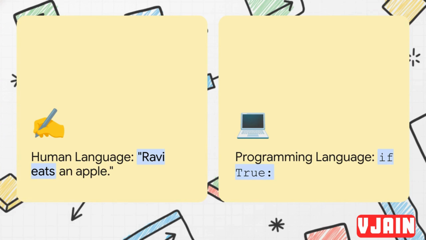Think about how we read English. A sentence like "Ravi eats an apple" is just made up of individual words. It's the exact same idea in Python. A line of code is built from its own special set of words. And figuring out what those words are is the whole point of this.